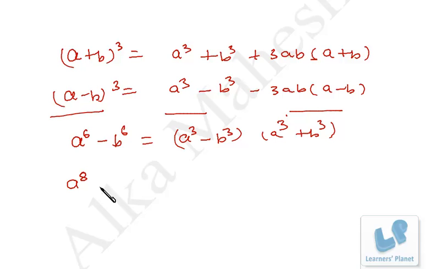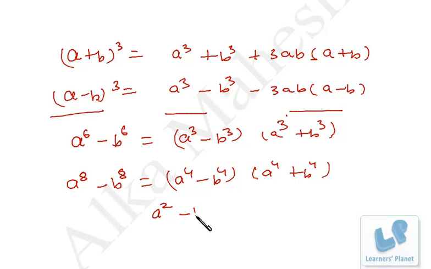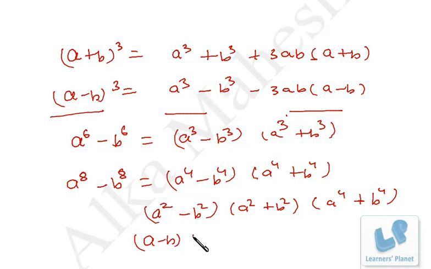Similarly, if you have to find out a8 minus b8, that's a4 minus b4 into a4 plus b4. Now a4 minus b4 can be written as a square minus b square into a square plus b square, and this is a4 plus b4. Now a square minus b square can be written as a minus b, a plus b, then this is a square plus b square, and this is a4 plus b4, right? So these are the basic identities that you have to learn, and these are the identities that can be derived from the basic identities, right?